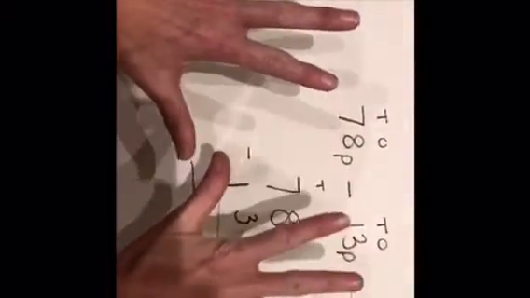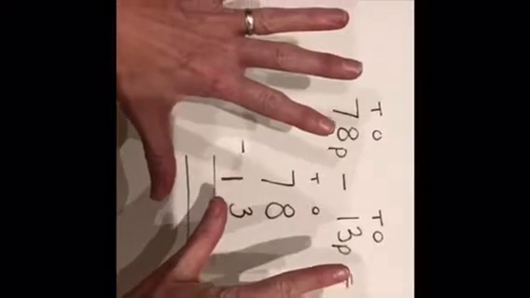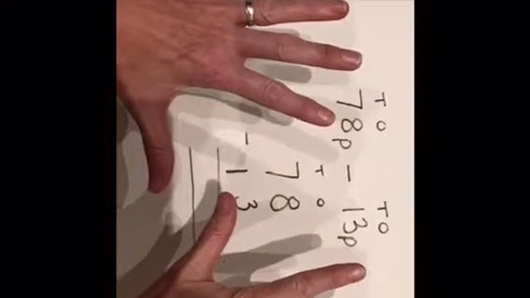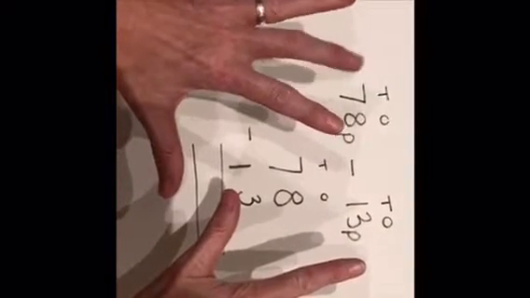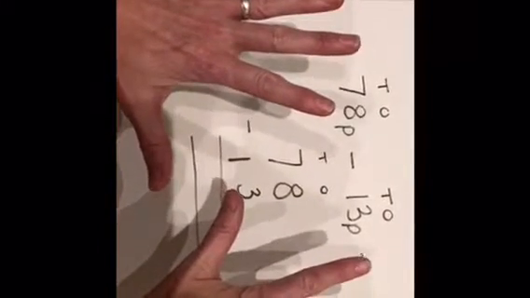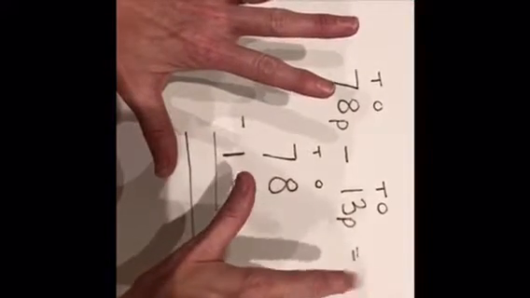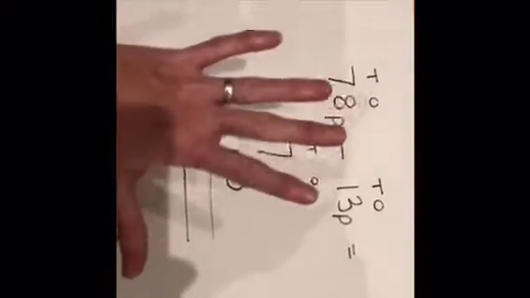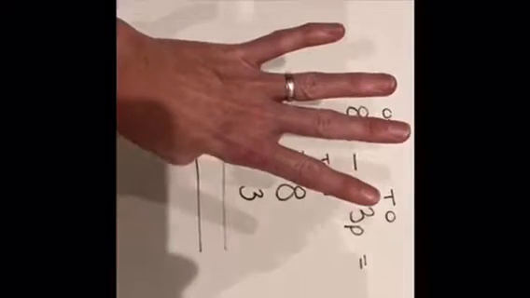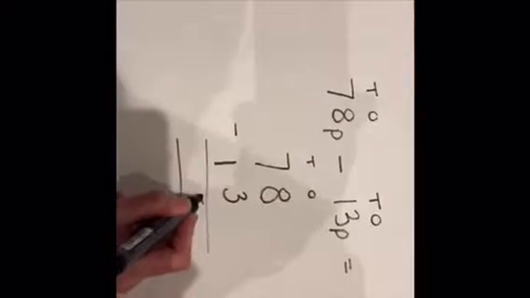So I've got 8. And I'm taking away 3. So 8, take away 3. So I've put up 1, 2, 3, 4, 5, 6, 7, 8. I've got my 8 fingers. Now I'm taking away the 3. Here we go. 1, 2, 3. What have I got left? 1, 2, 3, 4, 5. So 8 take away 3 is 5. Fantastic.